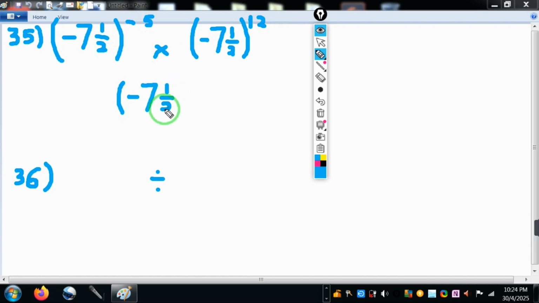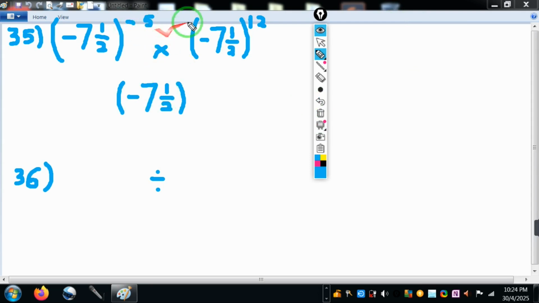Open curved bracket, minus 7.5. Sometimes they say 7 and 1/2. But some people refer to this as 1/2. Not true also. This is 7 and 1/2. So you better be extra careful. Alright, this is half. So minus 7.5.